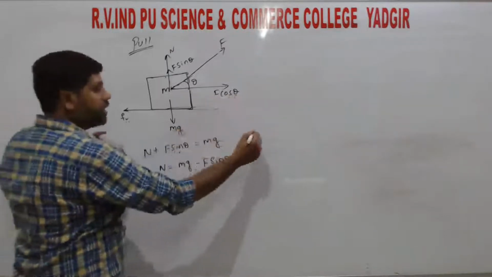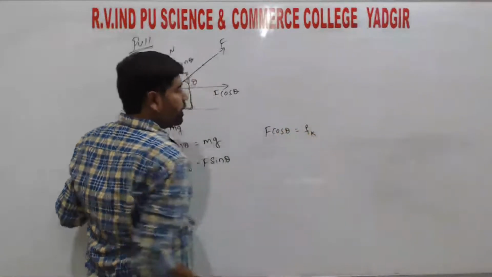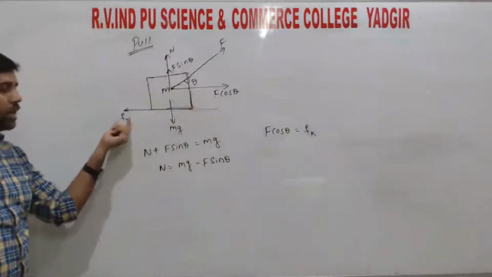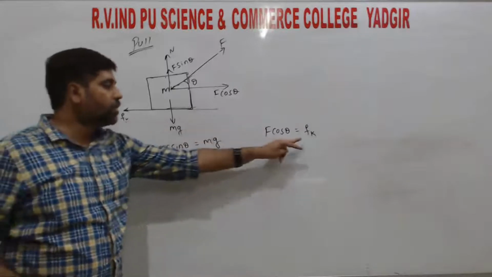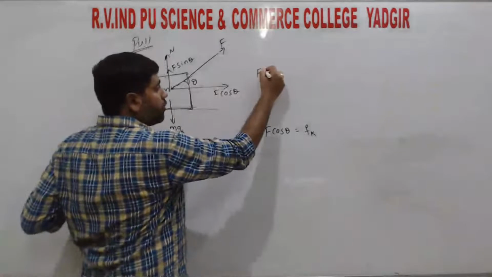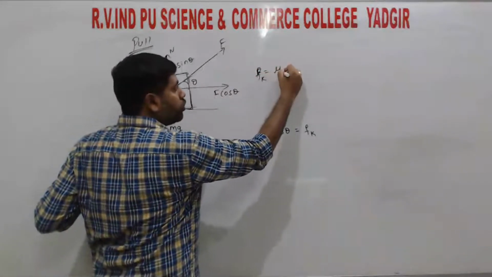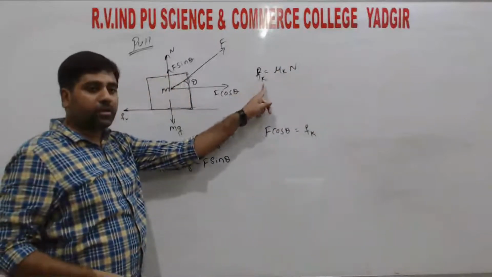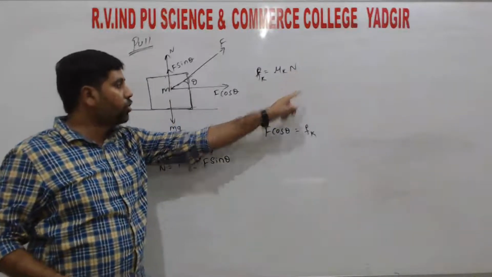So again from this equation, f cos theta is equal to fk, right? This is the force which is along the horizontal, and that force is always opposite to the applied force, that is the friction, fk, right? So we know the applied force f, and the friction force fk is equal to mu k into n, right? This is from the definition of kinetic friction. So kinetic friction is equal to coefficient of kinetic friction into n, right?